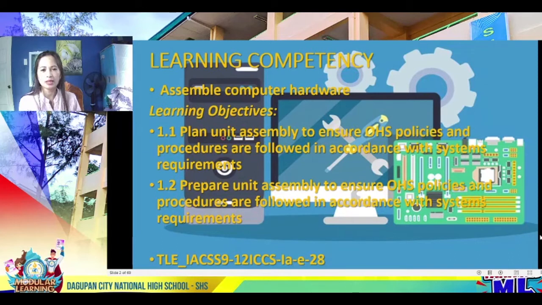In this lesson, you will learn how to recognize the different components and what they do before looking at the various components. Second, prepare unit assembly to ensure OHS policies and procedures are followed in accordance with the system requirements. So let us start with types and parts of computer system.